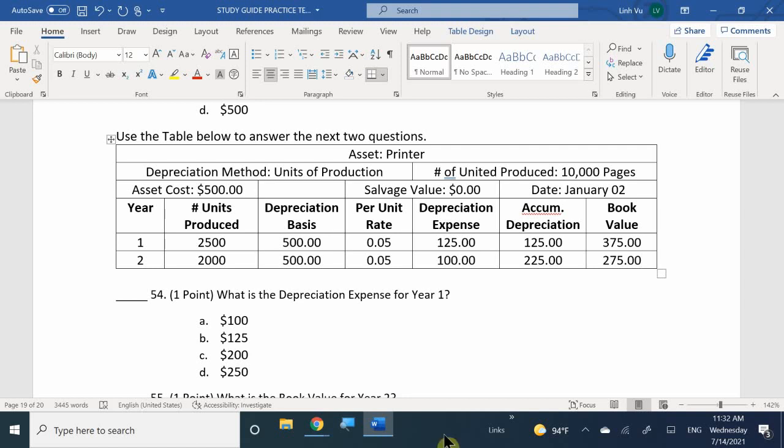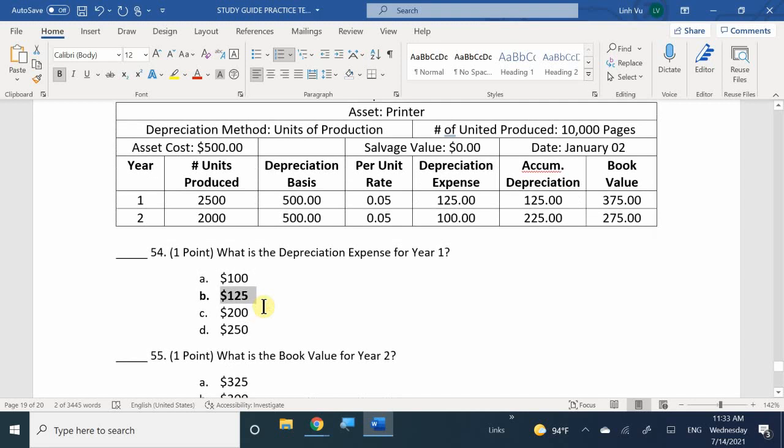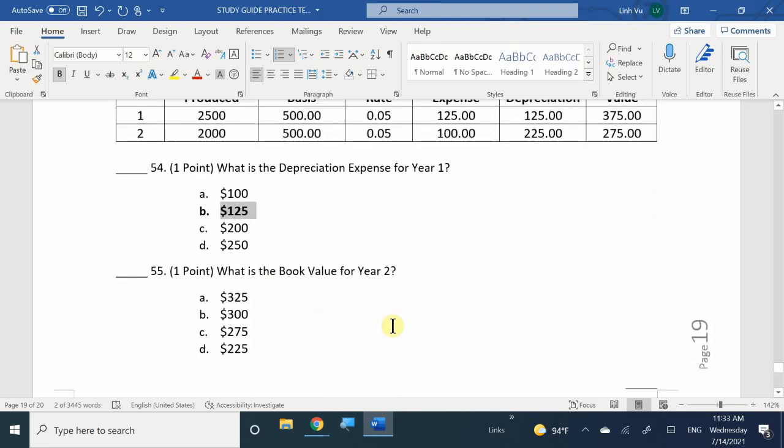All right. So now let's go ahead and answer the questions. Question number 54 asks, what is the depreciation expense for the first year? Year 1 was indeed 125. And the next question, 55, asks, what is the book value for year 2? Letter C, 275. Good.